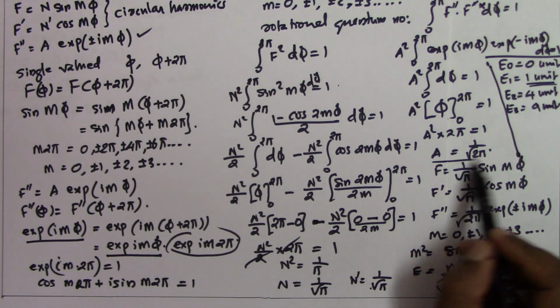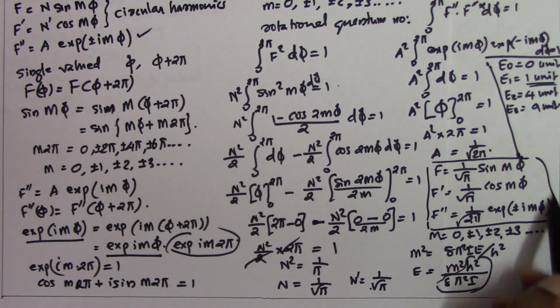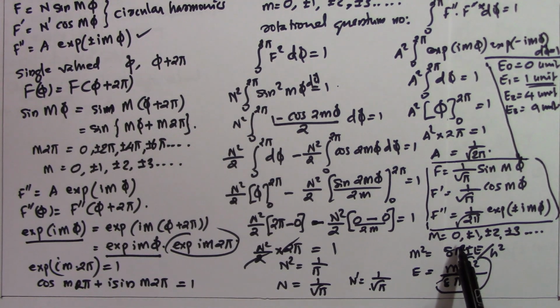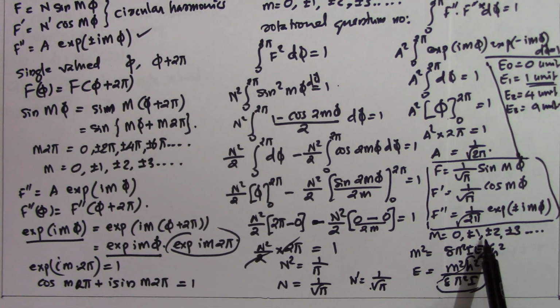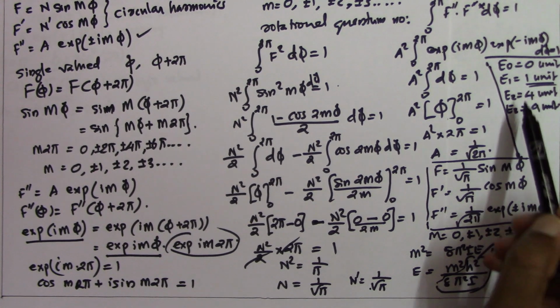We have learned how to solve the Schrodinger equation for the system, and we have reached the wave functions, the normalized wave functions. These are the wave functions, and we saw that there is a quantum number involved, the rotational quantum number, and the values of the rotational quantum number are 0, plus or minus 1, plus or minus 2, plus or minus 3, etc. And you have seen that the energies are also quantized.